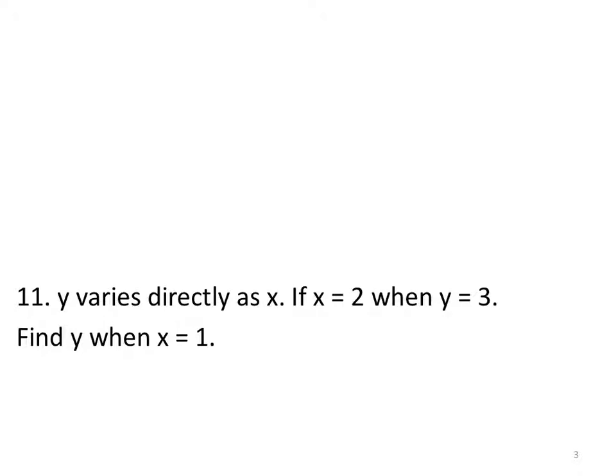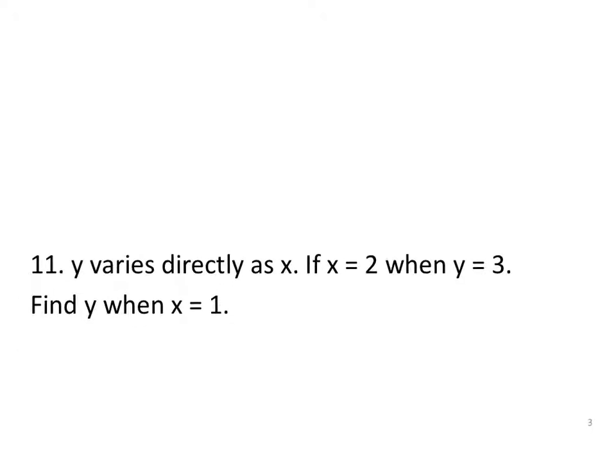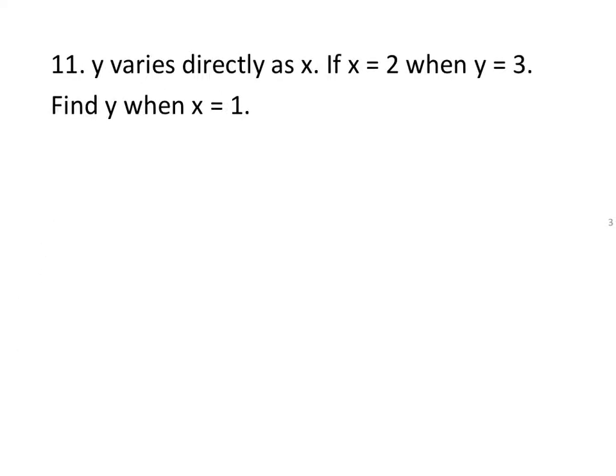So, I don't know why this is number 11 again, but whatever. Y varies directly as x. The wording in this is really weird, but that's just the way it is, right? As far as I remember, it was like that on the homework. So if x equals 2 and y equals 3, find y when x equals 1.